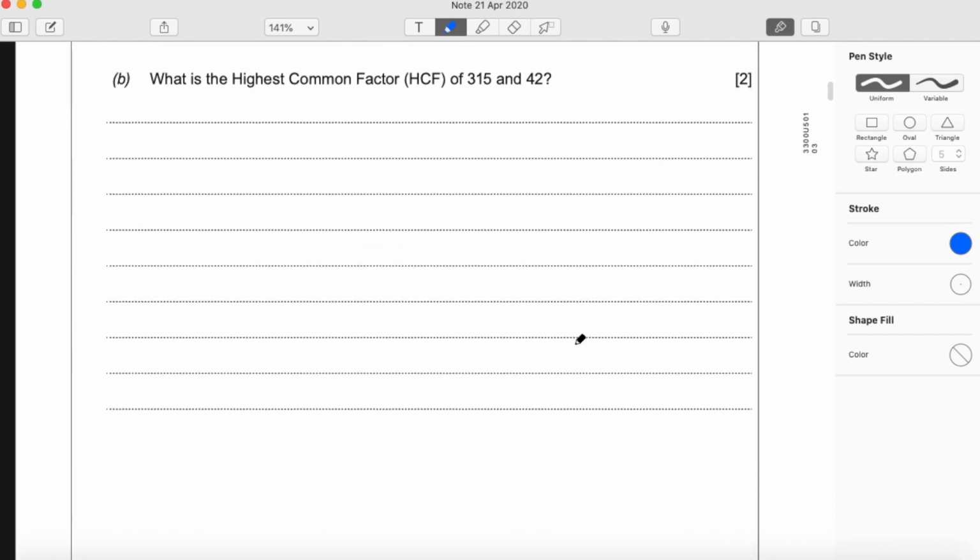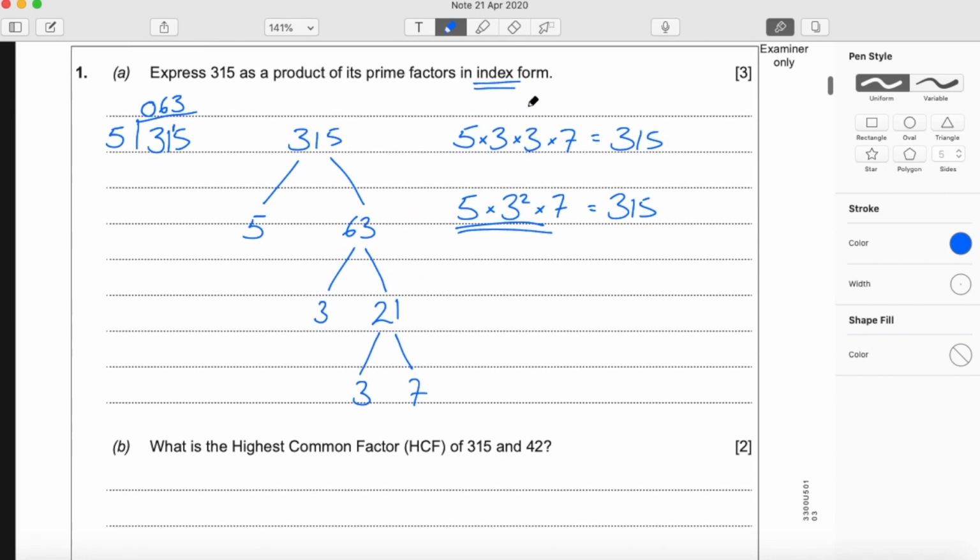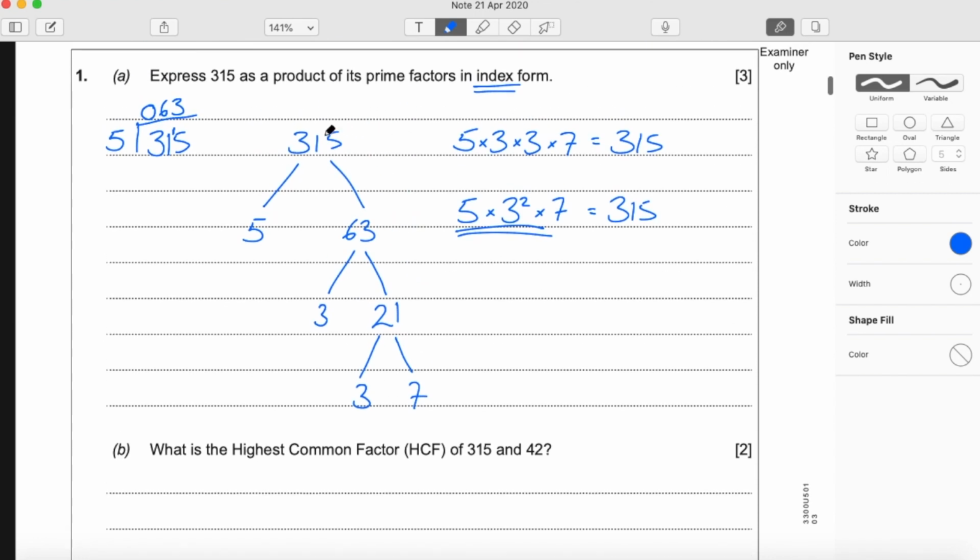Question 1, part B. What is the highest common factor of 315 and 42? Well, the highest common factor is the biggest number that appears as a factor in both 315 and 42. So what does that mean? Well, all these numbers here for 315 are factors of 315, and we can do the same for 42, and the number that appears in both of these factor trees will be the highest common factor for 315 and 42.